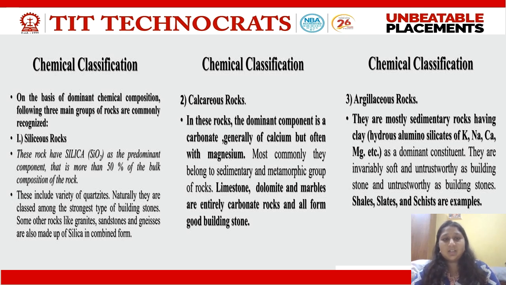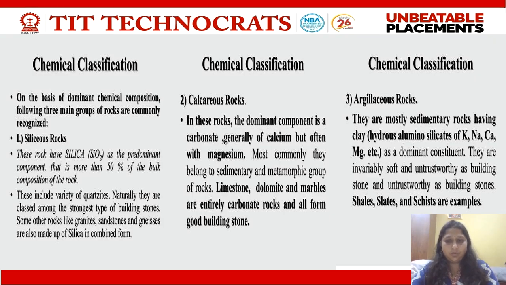Hence, it is known as what? Siliceous rocks. The second one is calcareous rock. In this particular rock, we have calcium carbonate in maximum quantity. Hence, such rocks are called as what? Calcareous rocks. The third one is argillaceous rock. Here, argil is a new word. Argil means clay. So the rocks which majorly have clay content are called as what?